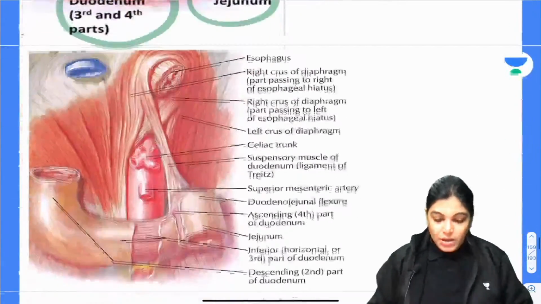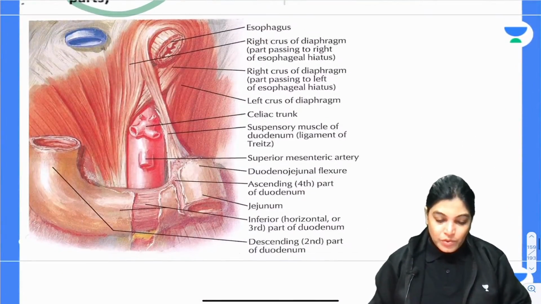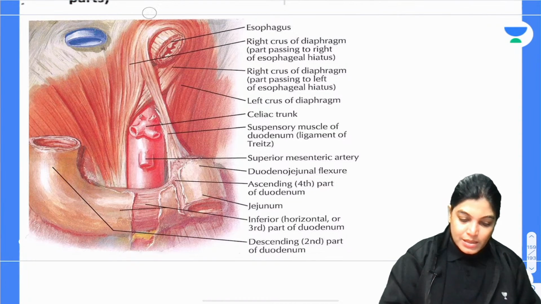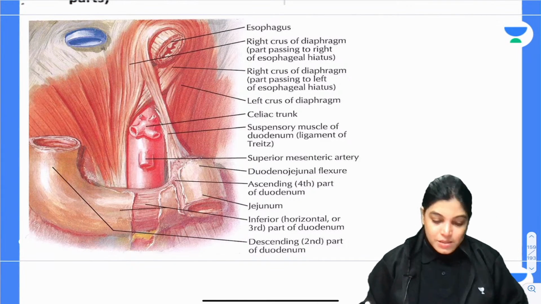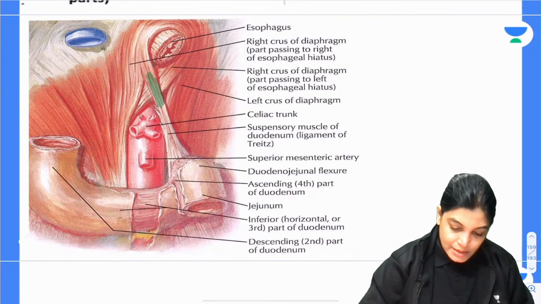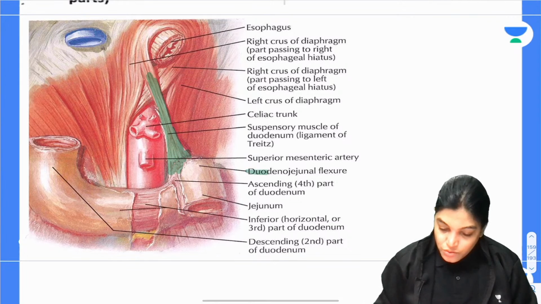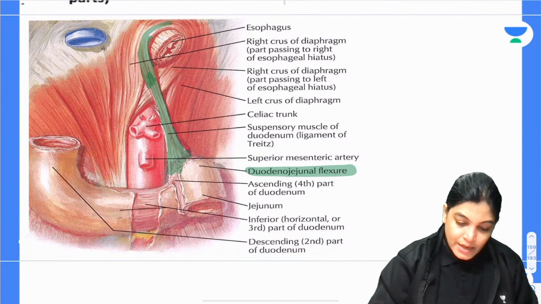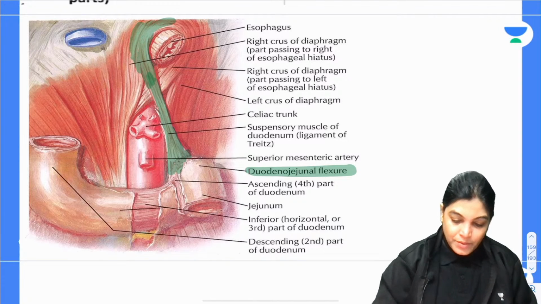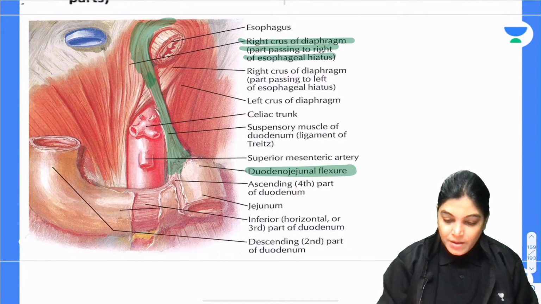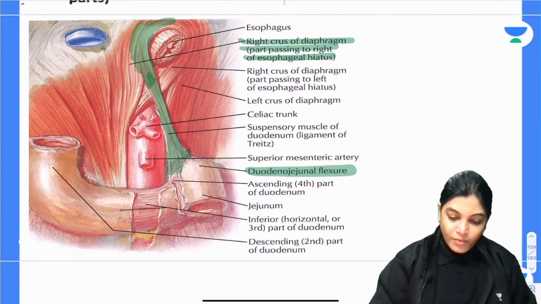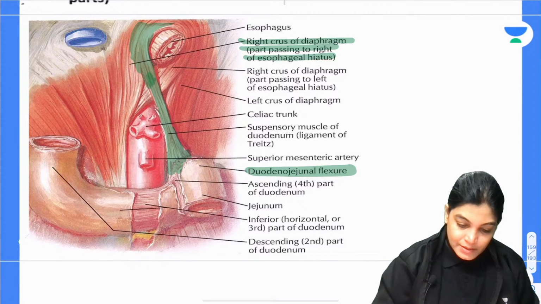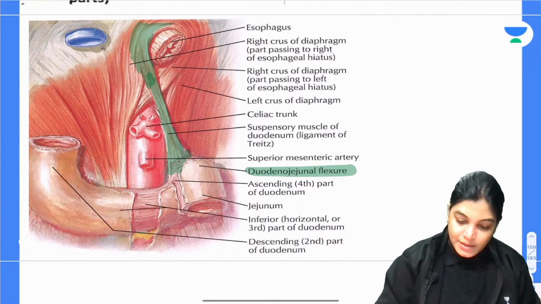Clear? Also, you can have a clear view in this diagram from Netter's book. You can see here the ligament of Treitz attached to the duodenojejunal flexure junction, and here it is attached to the right crux of the diaphragm. Right crux of the diaphragm. Got it, everyone? So, is it clear? This is the right crux of the diaphragm.